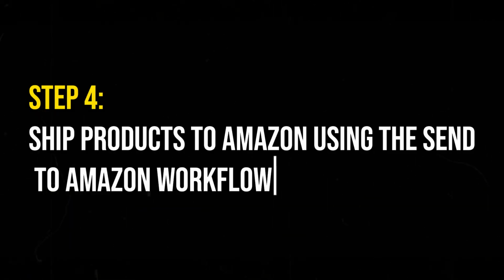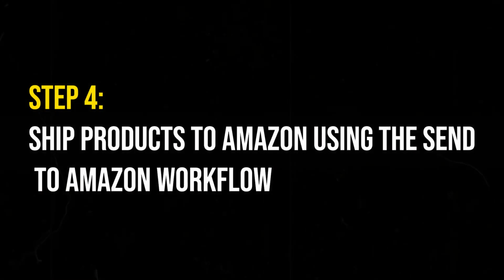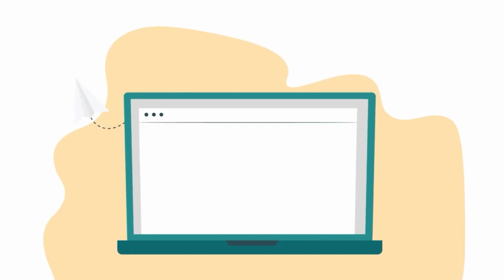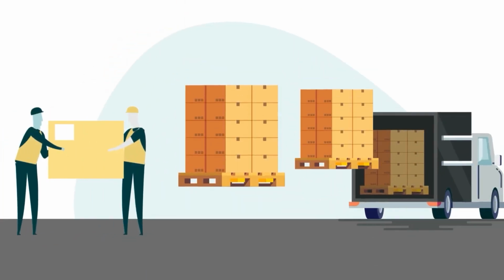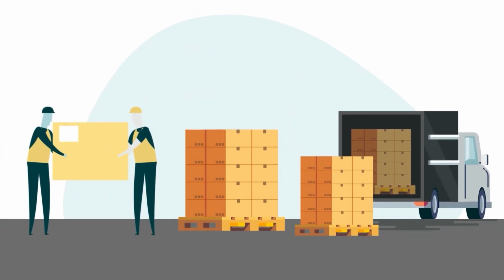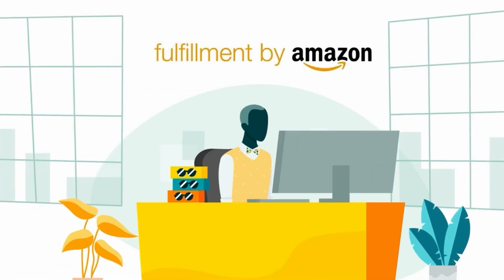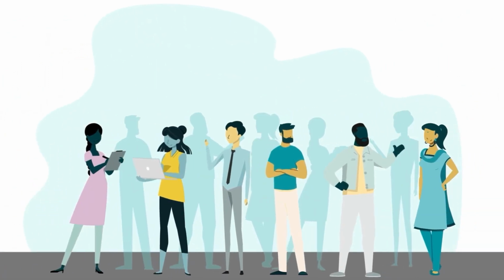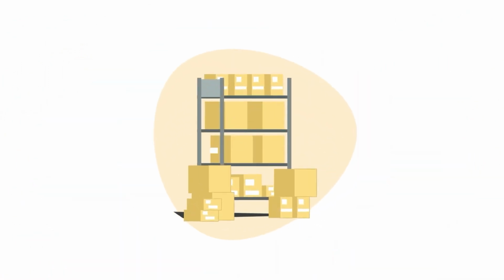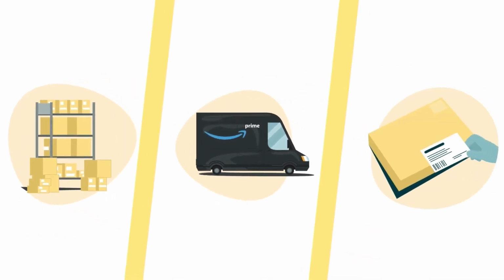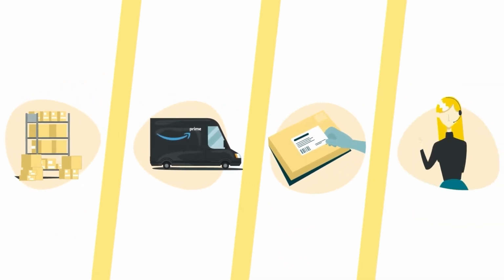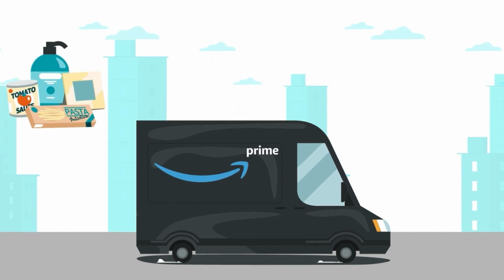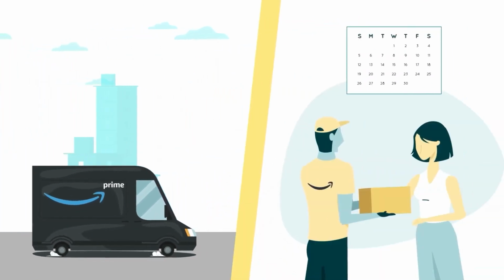Step 4. Ship products to Amazon using the Send to Amazon workflow. When you're ready to send inventory to Amazon's fulfillment network, follow the Send to Amazon workflow in Seller Central. Send to Amazon helps sellers who use FBA or multi-channel fulfillment get products to the Amazon fulfillment network more efficiently. The workflow provides a single destination for replenishing inventory and guides sellers step by step through the shipment creation process.